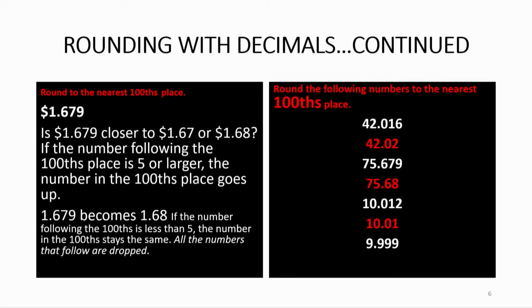And this one is similar to the one on the previous slide, 9.999. It has nowhere to go but to become 10. All those 9s will change to zeros. But the reason I still left the 0.00 is because it asked me to round it to the nearest hundredth. So I want to have a number in those two places. I want to have a number in the tenths and in the hundredths. So I keep that 0.00.